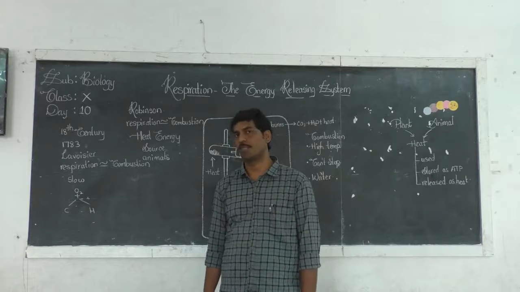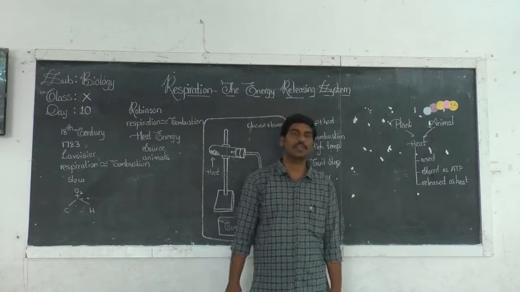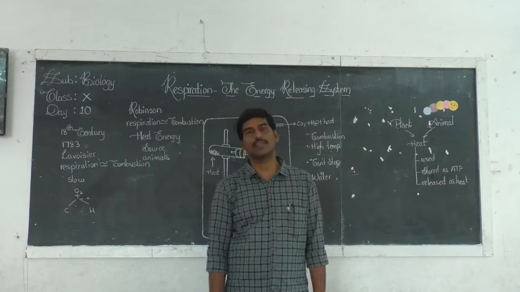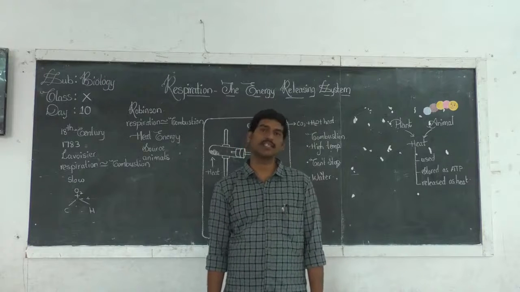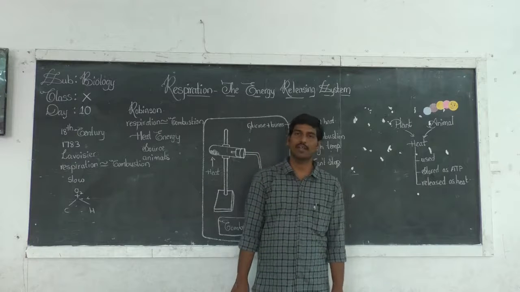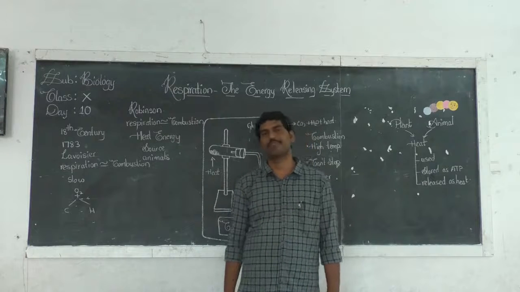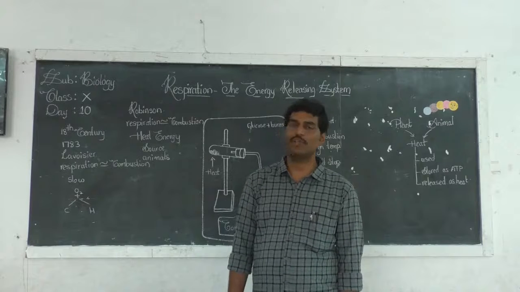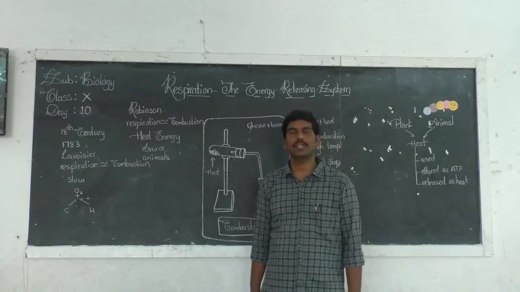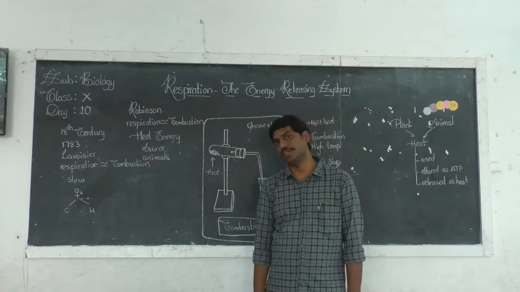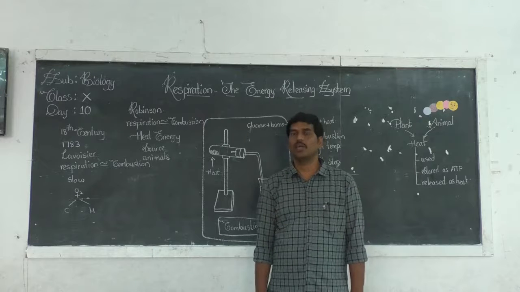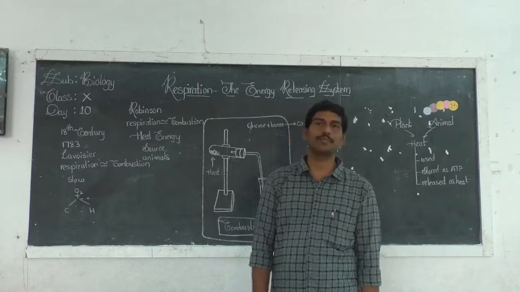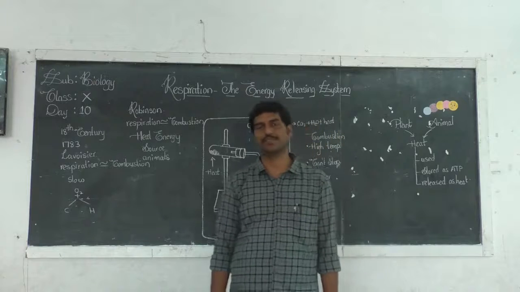So in the last class, you were given a home assignment to prove that heat is evolved and carbon dioxide is liberated during anaerobic respiration. And you were also asked to write down the role of diazine green B during the process of anaerobic respiration. Now, in today's class, children, we are going to study another process called combustion.